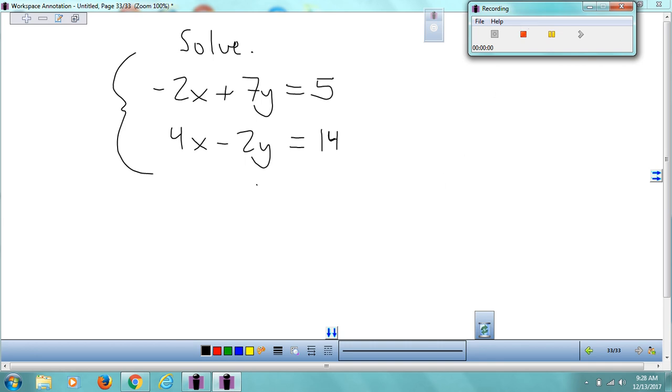All right, so we're going to continue this concept of elimination, and we discussed this with the previous problem. But this problem is going to be set up a little bit differently.